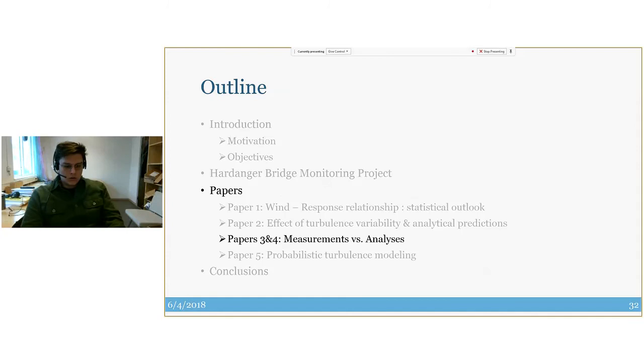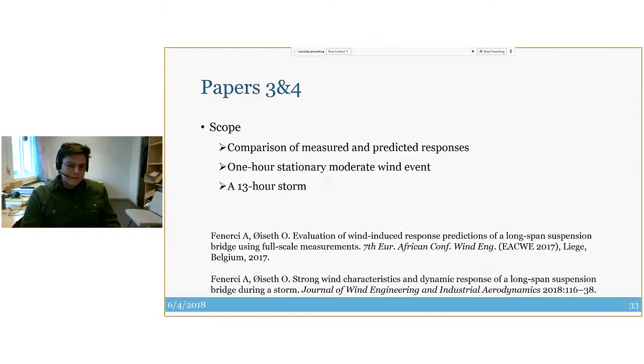So the third and fourth papers now. In those two papers, we compared the measured and predicted responses. So the first one will be a 1 hour stationary moderate wind event. We will compare the analytical and experimental results for that. And the second case will be a complete 13 hour long storm.